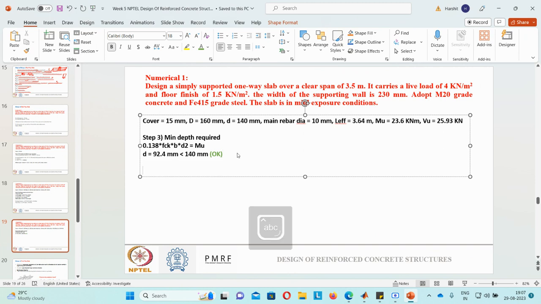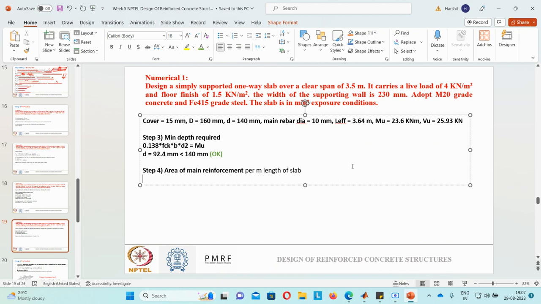Now, since the depth is correct, my next step will be to calculate the area of main reinforcement per meter length of slab. That is important, that you need to remember. So how will I calculate this area?